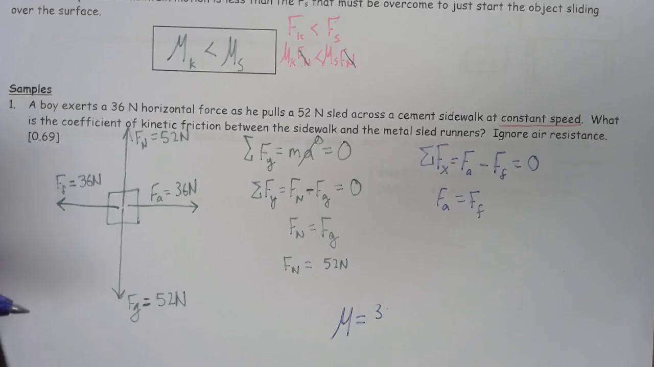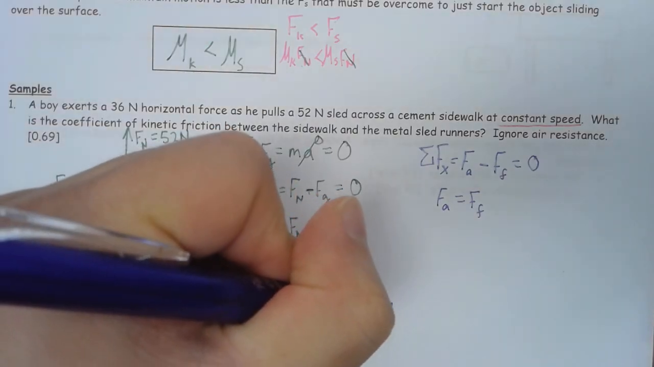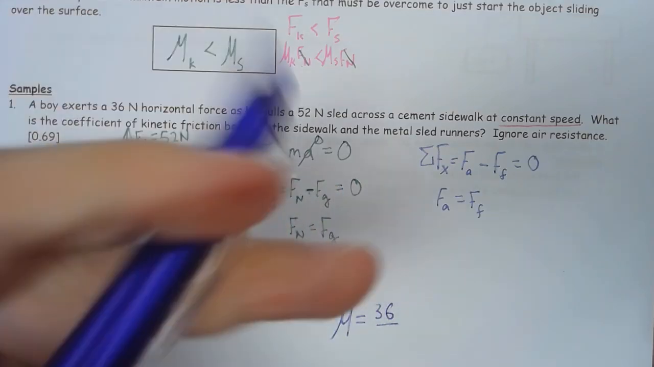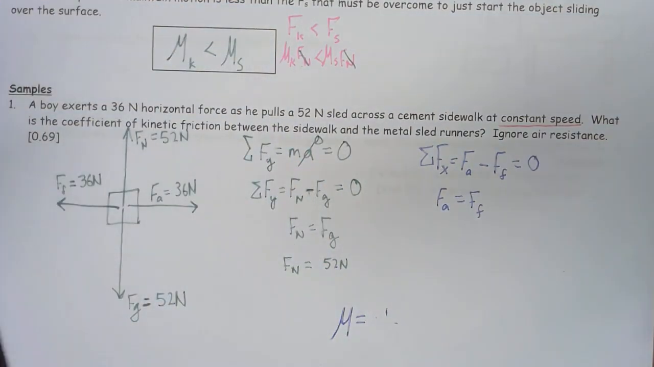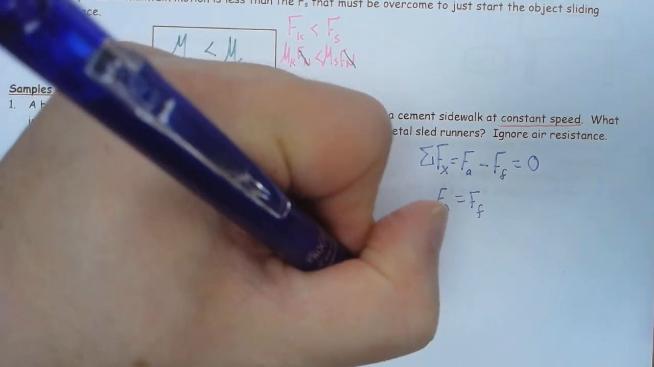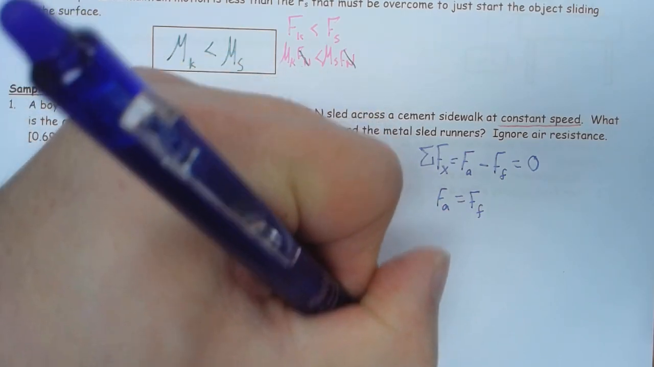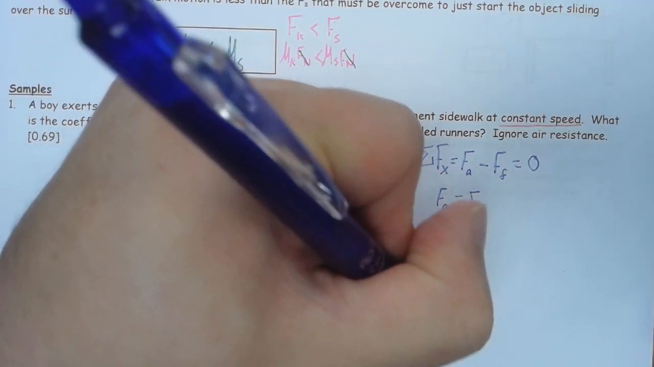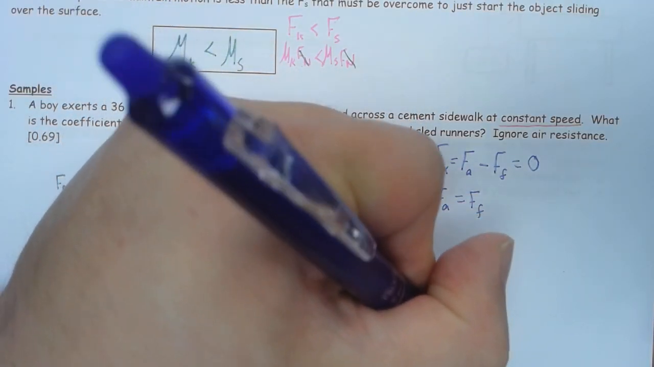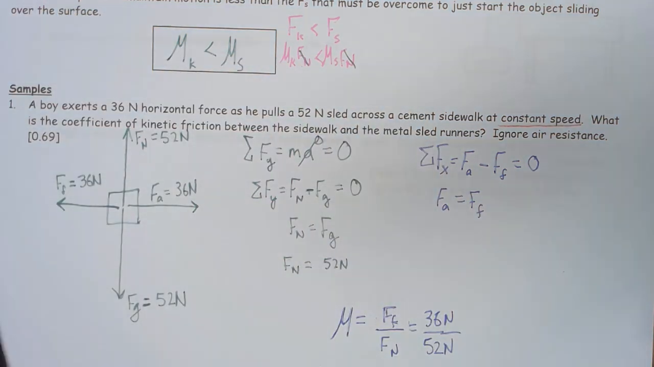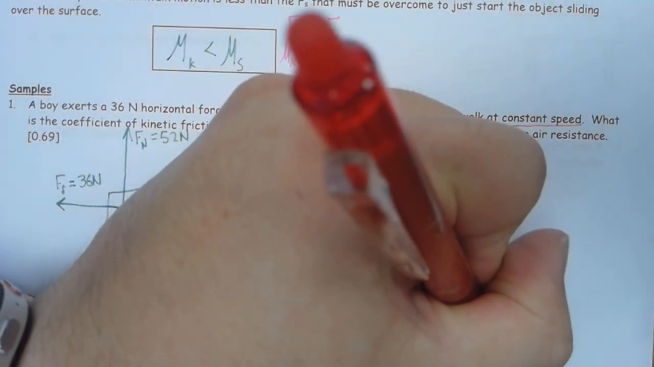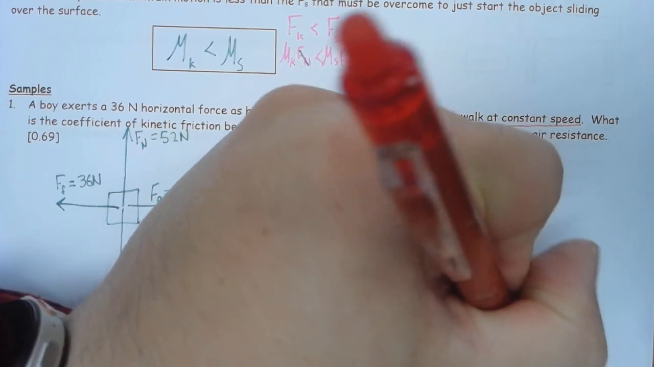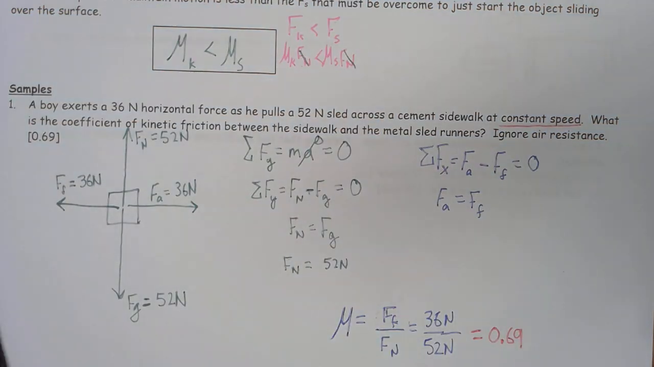Flip that. Take the reciprocal of that. Wait. I'm just trying to write an equation. What did you say? Force friction divided by force normal? So it's 36 divided by 52 newtons. And I think it already tells you what the answer is. What did you get as your answer, though? 0.69. Good. What's the units for that?